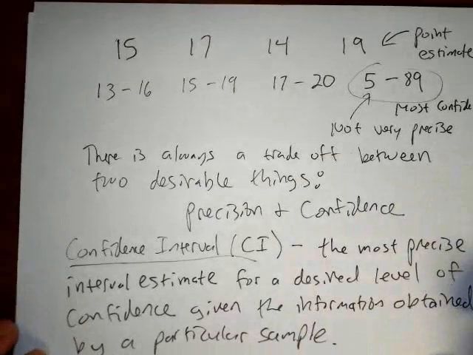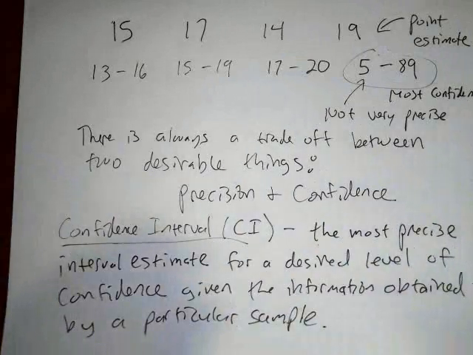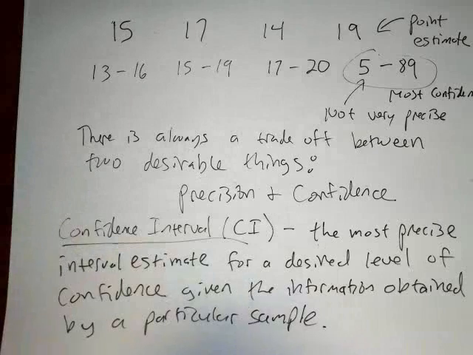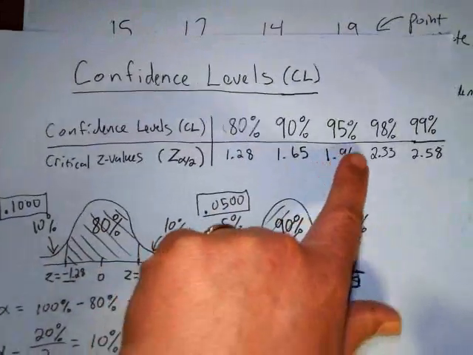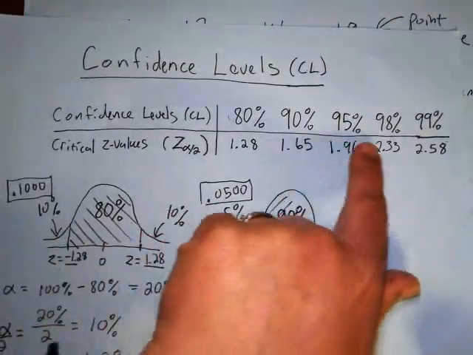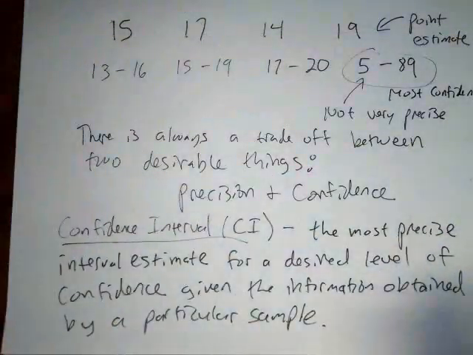Okay, so the idea here is we're going to be able to choose our confidence level, and it'll be one of those confidence levels that we looked at in the last video. So either like 80%, 90%, 95, 98, 99. And of course, the higher the percentage, the more confident you'll be in your estimate.